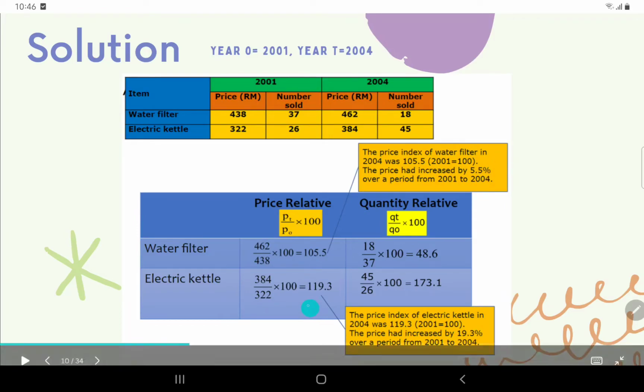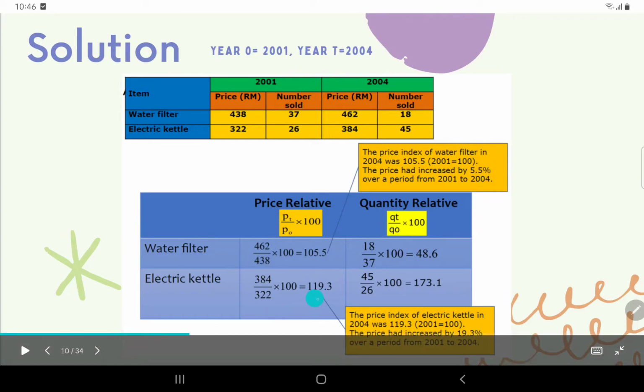Okay, so based on this, the price relative index for electric kettle, we got the answer 119.3. So minus 100, so the price has increased by 19.3% over a period from 2001 to 2004.